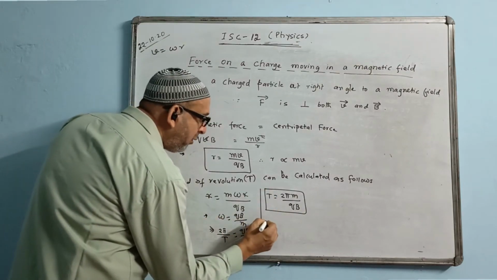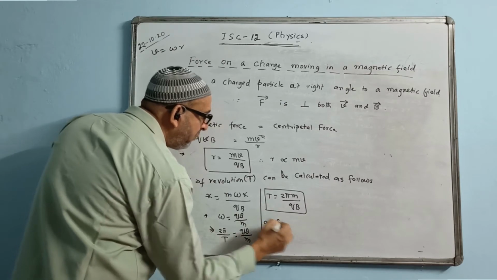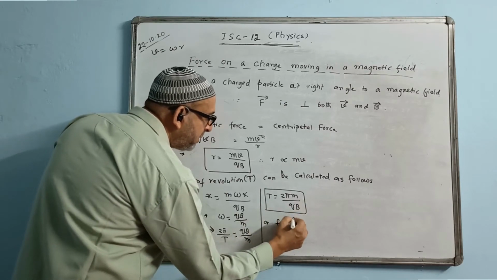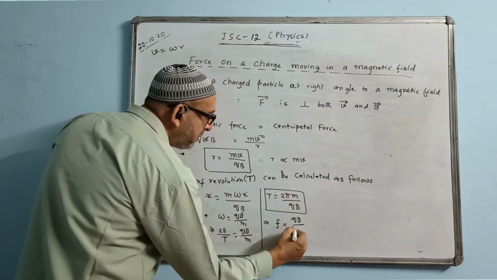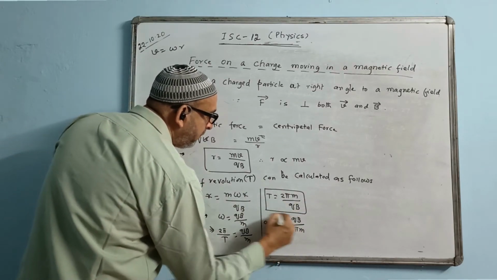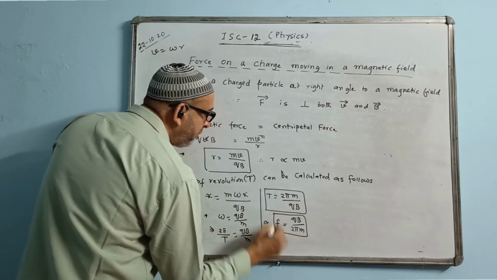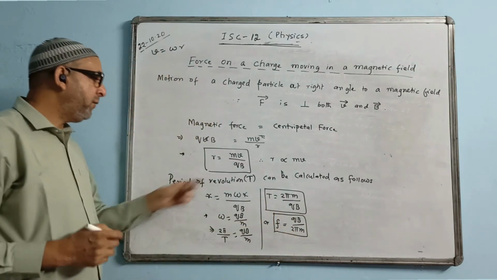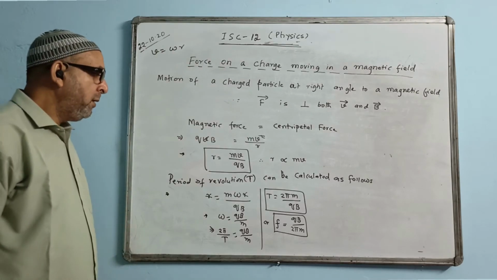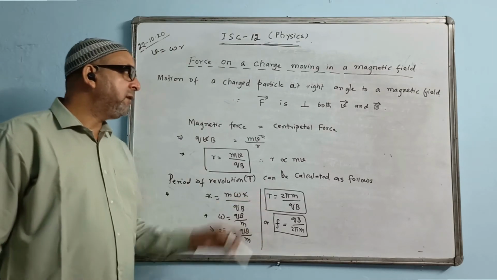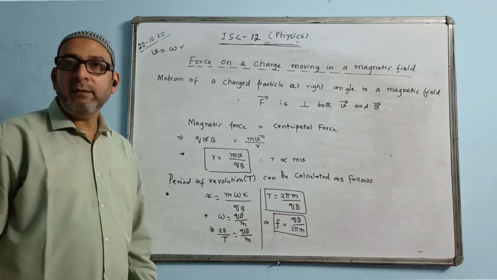If we write F as the frequency of revolution, that will be the reciprocal, because F is equal to 1 upon T, that is the reciprocal of this: F is equal to QB upon 2 pi M. Where F is frequency and T is time period, or we call it period of revolution. So these are the derivations you may get in ISC.